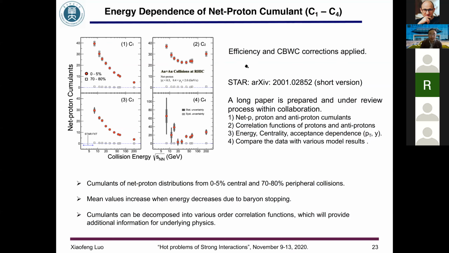So this result is for efficiency and centrality bin-width correction has been applied. This result has been submitted as a short version paper, and a longer version paper is also prepared and under review. We will provide more information, including, for example, the correlation function and also proton and antiproton individual cumulants.